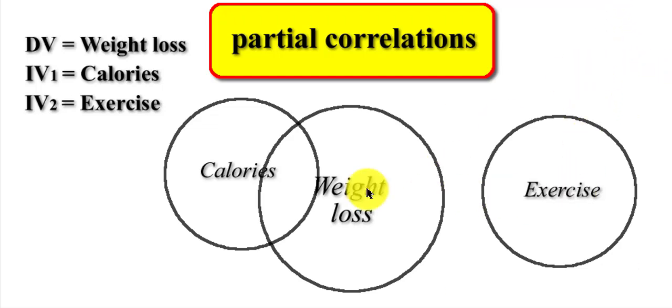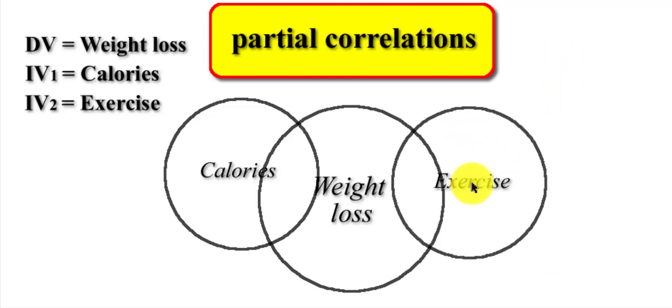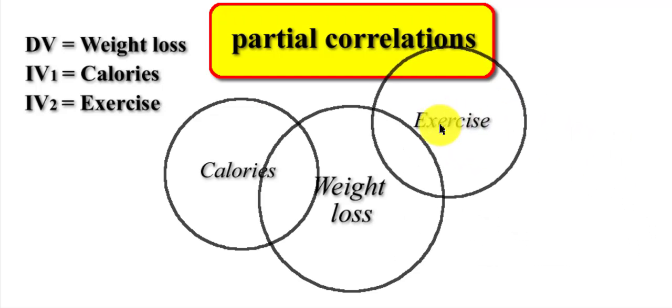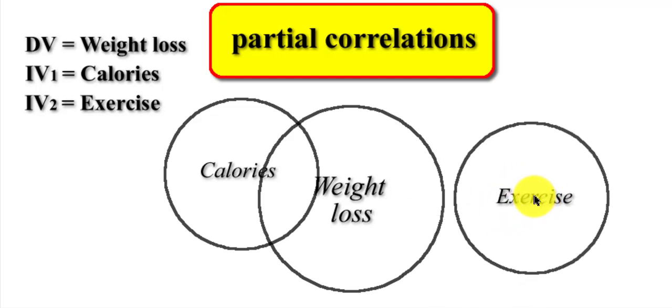But there is a third variable, right? That's our exercise. That's our second IV. We don't know if exercise is sharing any variance with calories. But if we ran a correlation between exercise and weight loss, it would look just like calories. Exercise variance is going to be shared with some of the weight loss. But what the partial does, it looks for the overlap. So let me try to show you what that looks like in a picture. We don't know what it looks like until we run it. I'm going to run it here in SPSS.